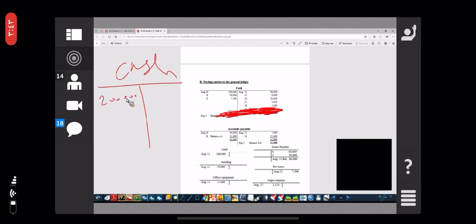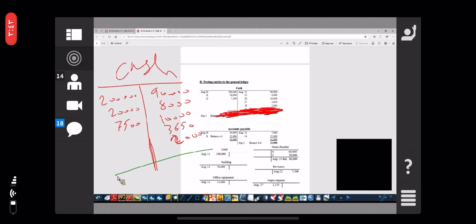Debit: 200,000, 20,000, 7,500. Credit: 90,000, 80,000, 8,000, 10,000, 3,650, 2,000. This is all the entries with cash. After that, you need to find the total amount for debit and the total amount for credit.